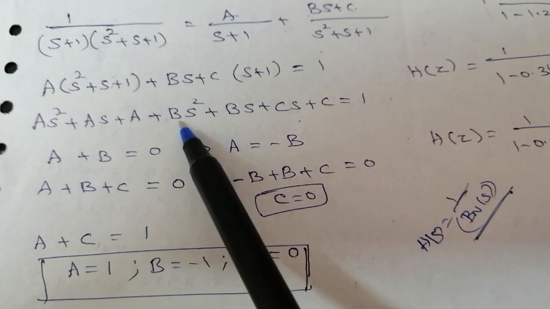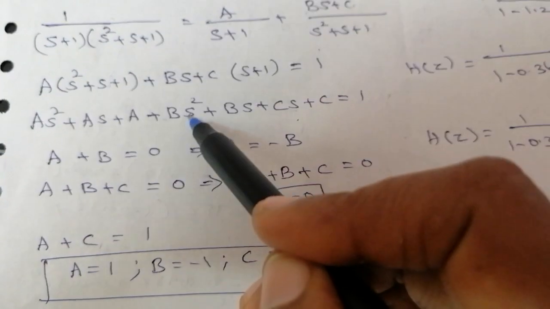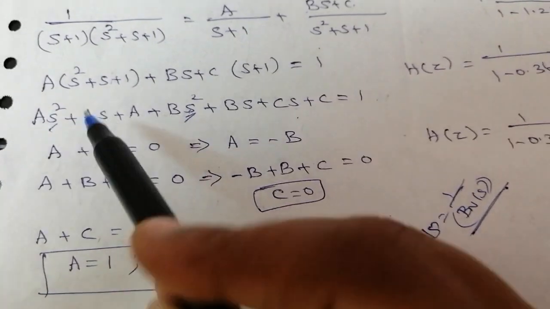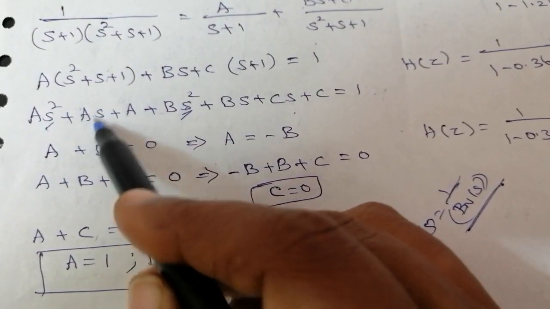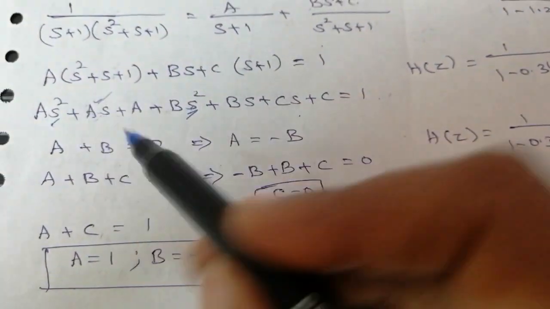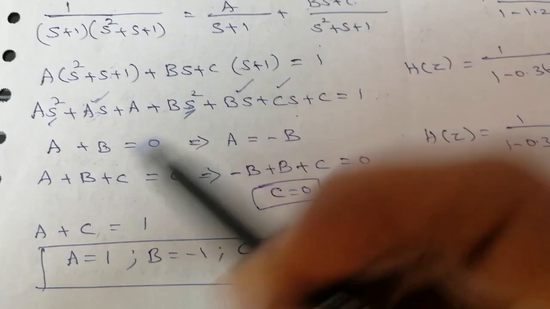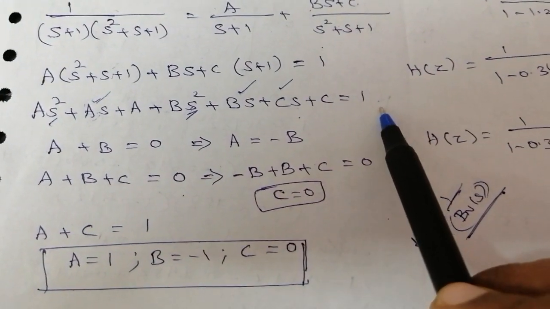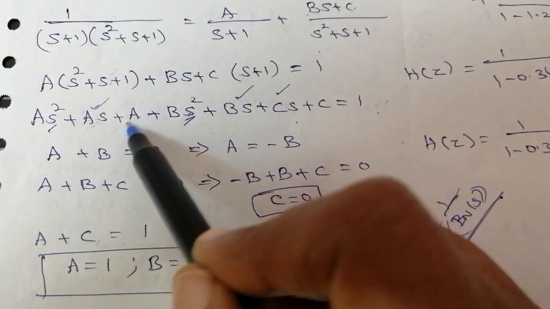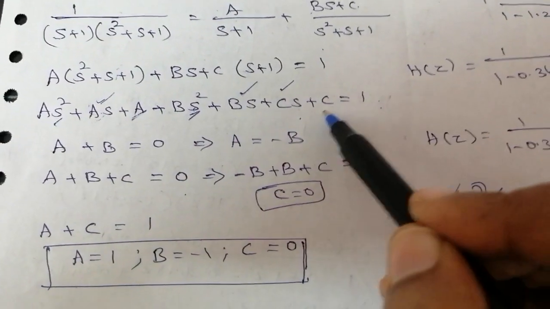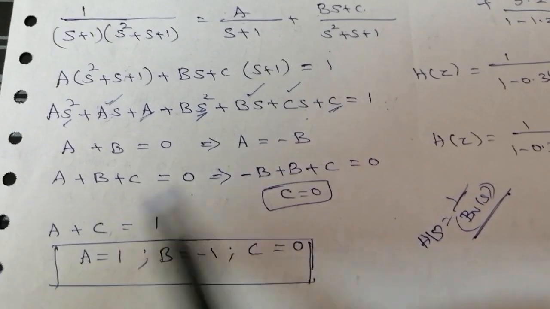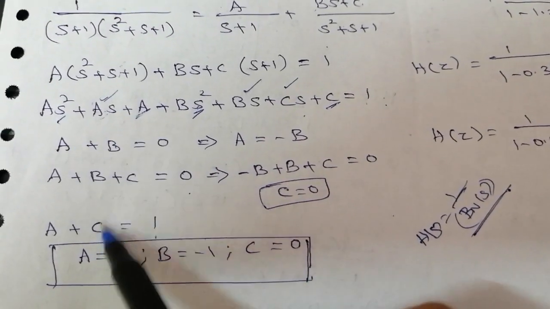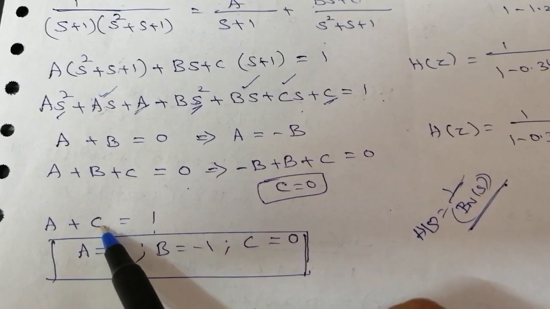So for the s squared coefficient, this term and this term, A plus B equal to 0. Then for the s coefficient, A plus B plus C is equal to 0, as there is no s coefficient in the right hand side. And for the constant, A plus C is equal to 1 on the right hand side. Now simplify these 3 equations and we will easily find the A, B, C values.